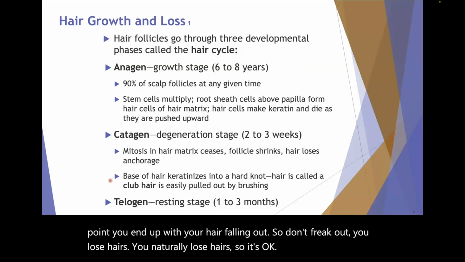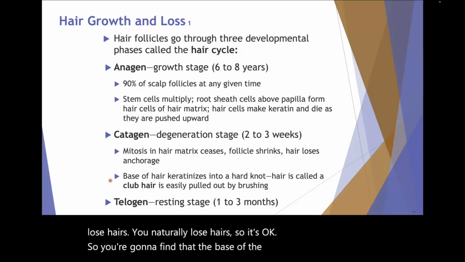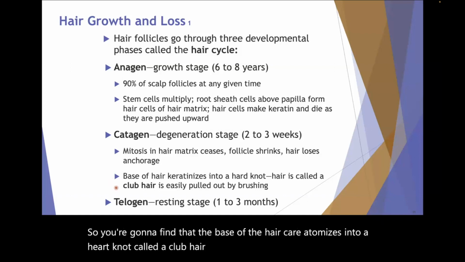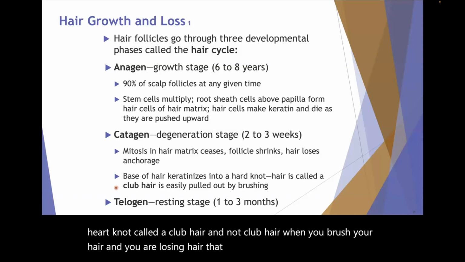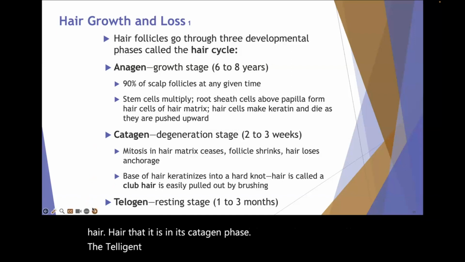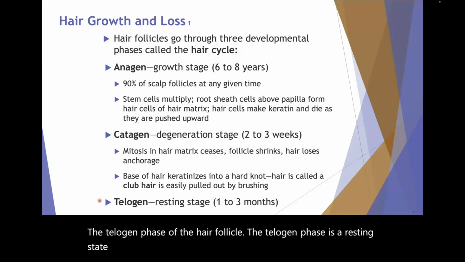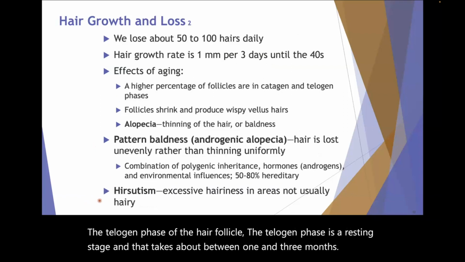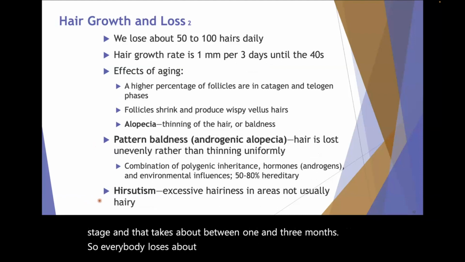You're going to find that the base of the hair keratinizes into a hard knot called a club hair. And that club hair, when you brush your hair and you are losing hair, is what you're pulling out. Club hair is hair that is in its catagen phase. The telogen phase of the hair follicle is a resting stage, and that takes between 1 and 3 months. Everybody loses about 50 to 100 hairs daily. So just relax. It's all okay.